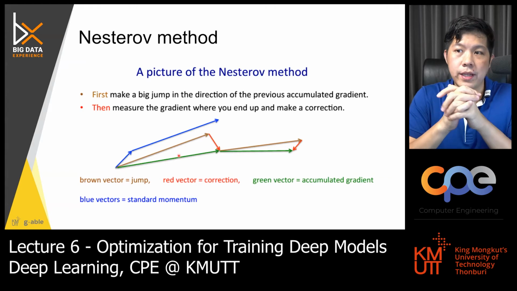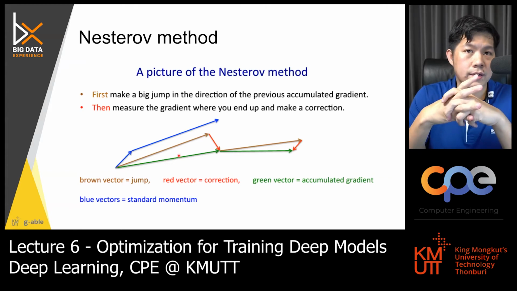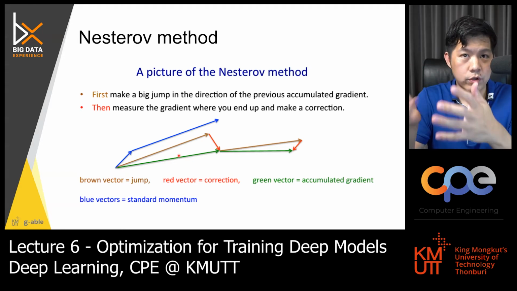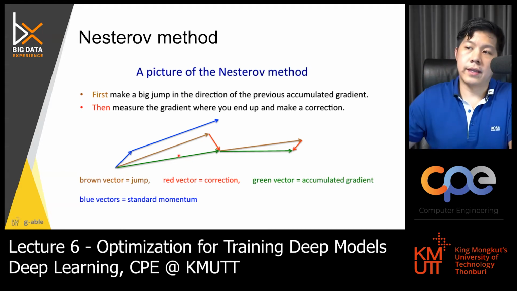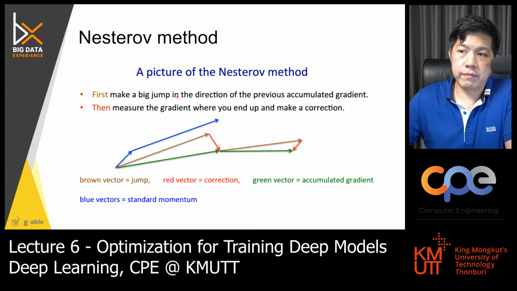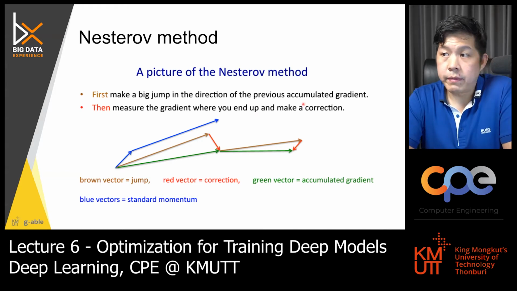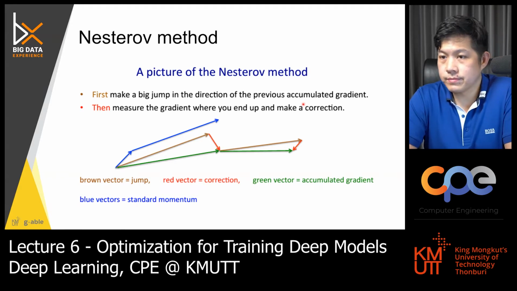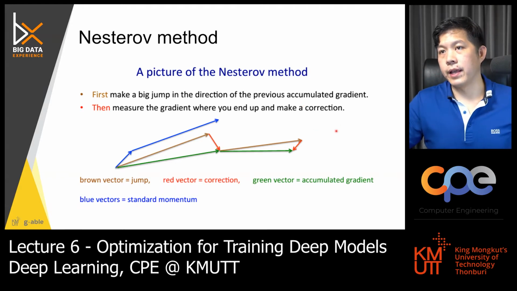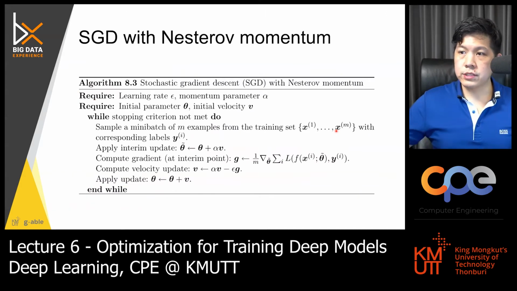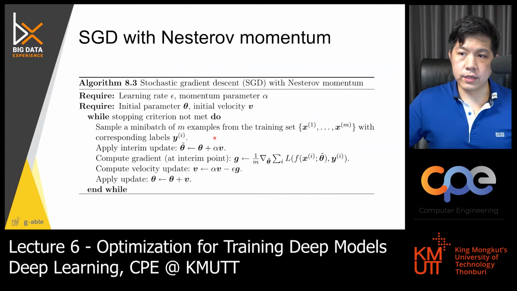So the difference is that you need to evaluate the gradient of the next point before knowing whether you would jump to that point. The idea of Nesterov is that first you make a big jump in the direction of the previous accumulated gradient that you already have, then measure the gradient, just doing it at the end. Then the difference in terms of algorithm would be this.